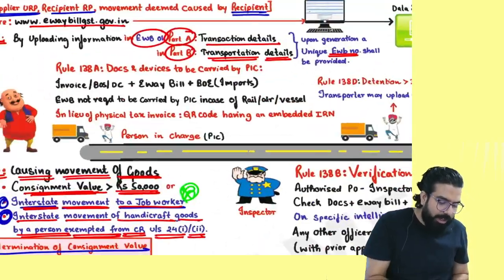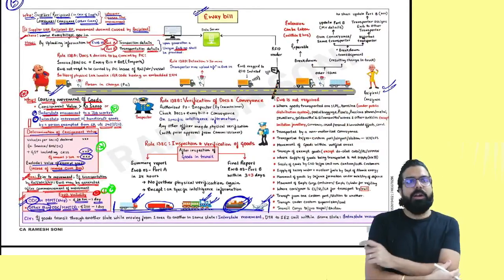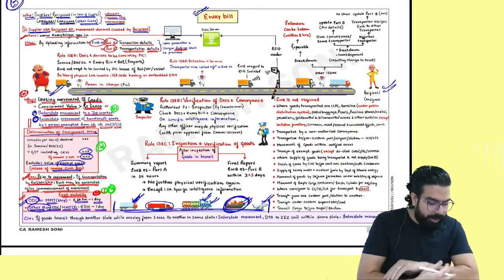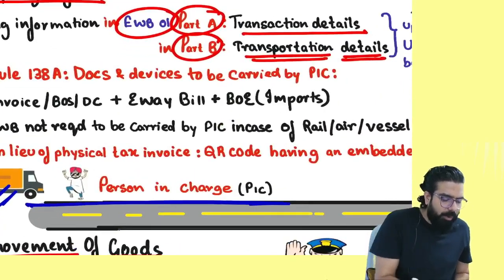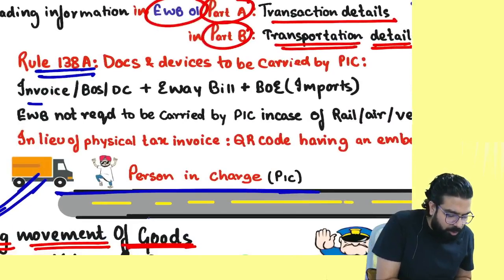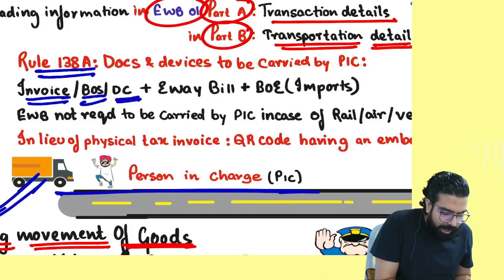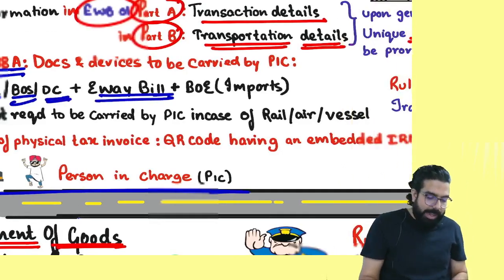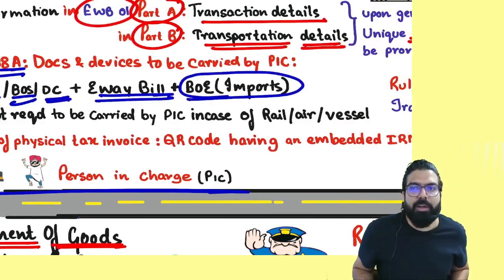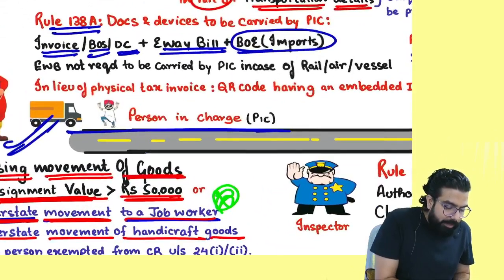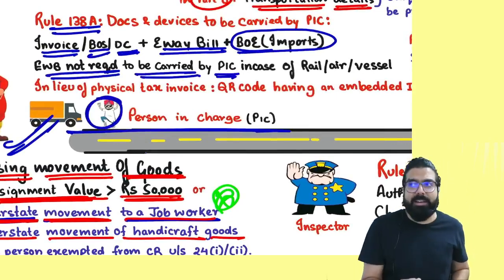Everyone over here now. Let's understand, when you have to send the goods from here to here, what are the various sections which are involved? See, when you are sending the goods by road, always remember, rule number 138A says that you should have the invoice or bill of supply or delivery challan plus the e-way bill. And in case of imports, you should always have with you the bill of entry. E-way bill is not required to be carried by the person in charge. The driver of the truck carries it.